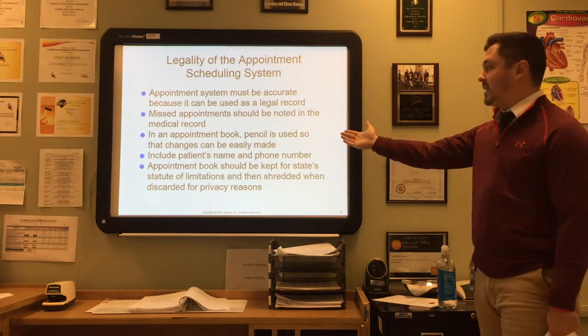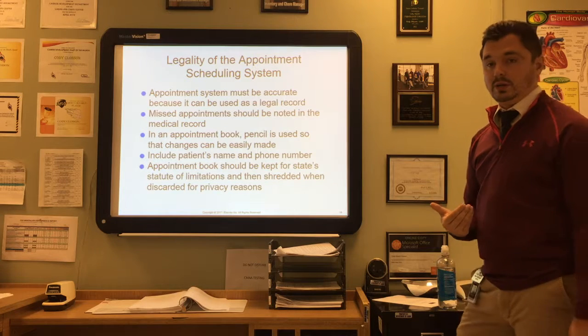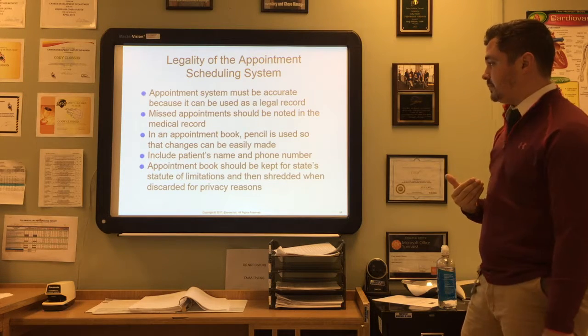In an appointment book, pencil is used so that changes can be made easily. This is really the only time you're going to use pencil in the medical office, is in the appointment book.